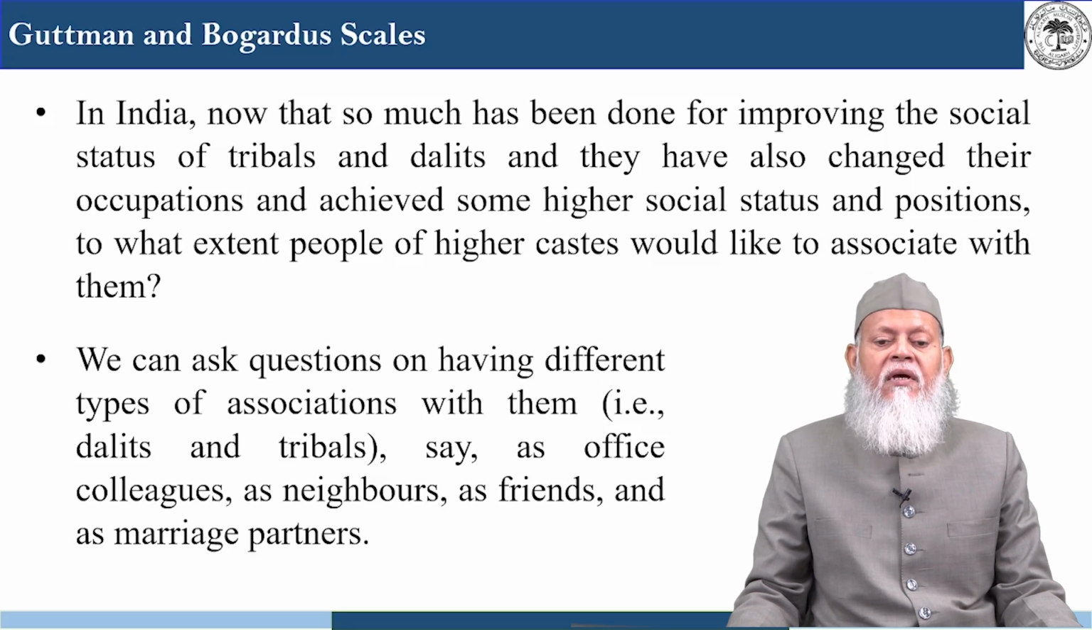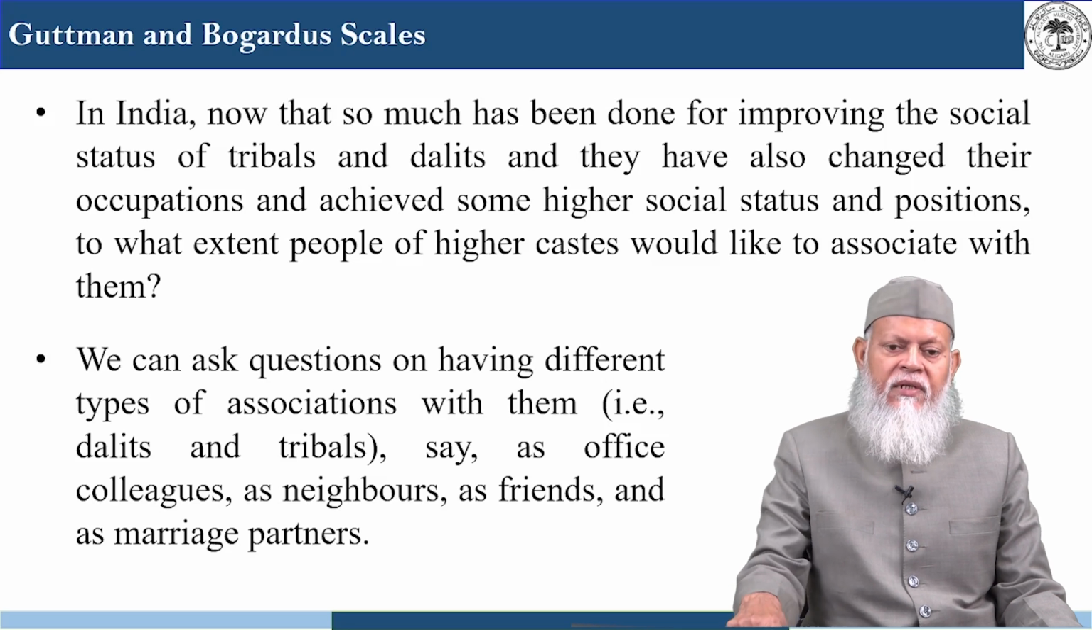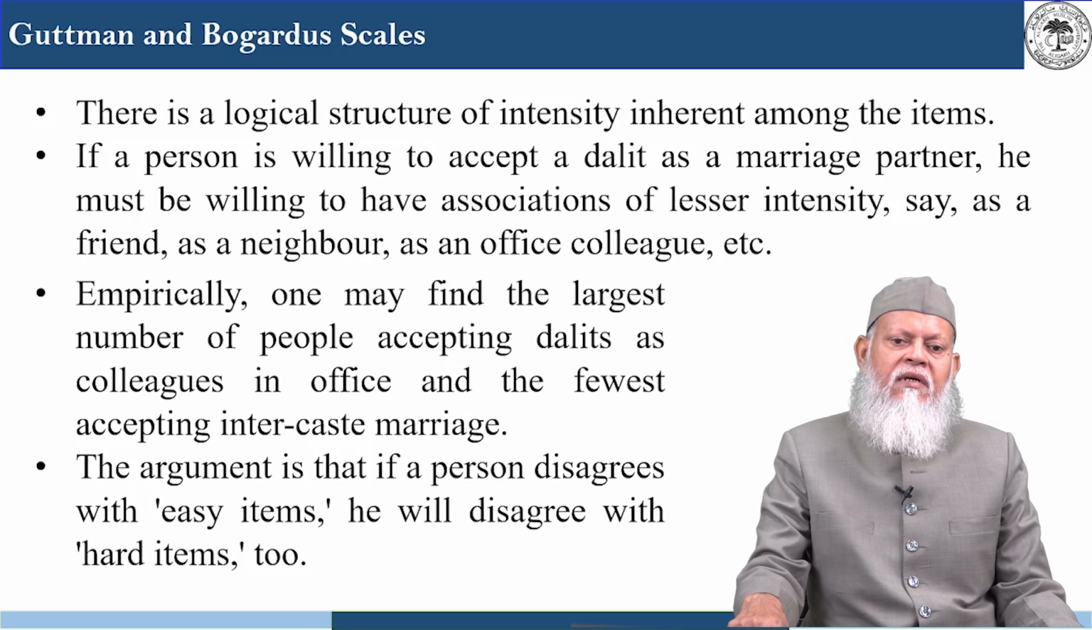Suppose one says they are going to accept them as neighbors, it means they are going to accept them as colleagues in the office, but not as friends and not as marriage partners. So, that is the Bogardus scale.